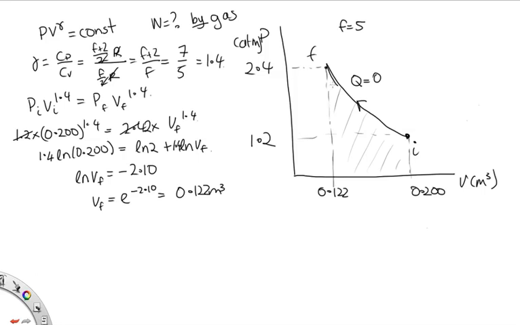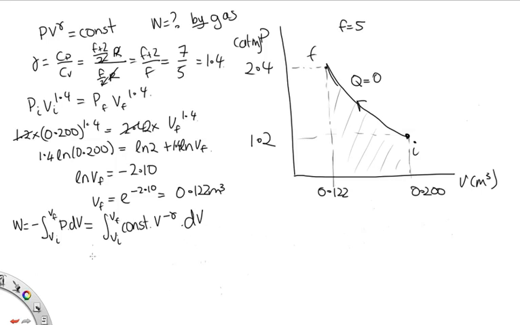Now, to work out the work, we need to work out this area. Okay, now unfortunately we really do have to do this integral. So the work is equal to minus the integral from the initial volume to the final volume of P dV. We need to substitute in for this P, so we can rearrange this to give us P is equal to the constant times V to the minus gamma. We've still got our dV, so that's our P.